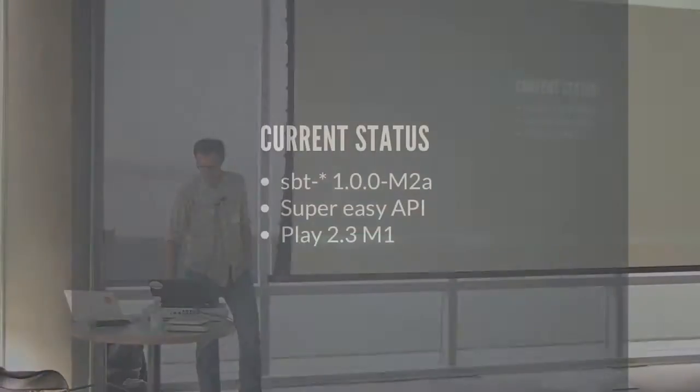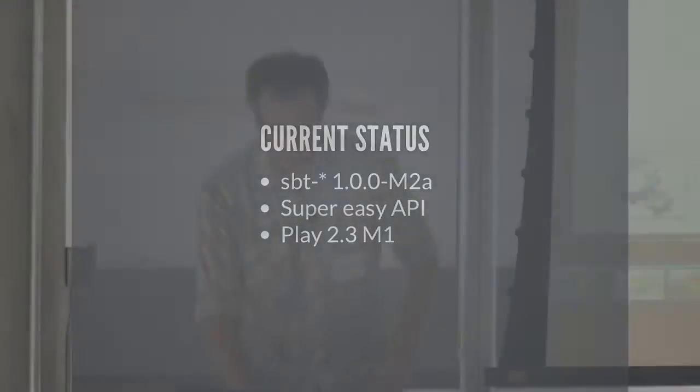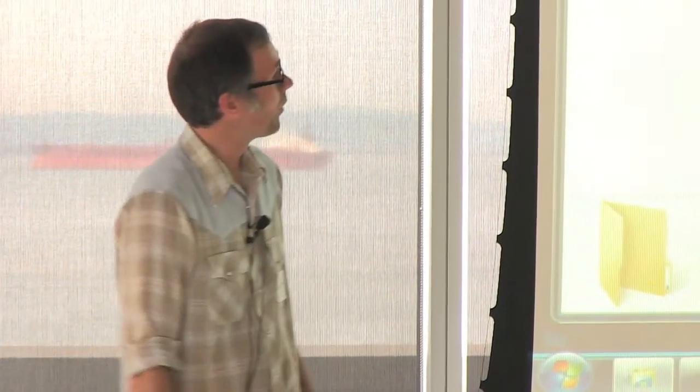Let's see. Mention that. All right. So let's actually create a new app and add Spt Web to it. To do that, I'm going to use Activator. We just released Activator 1.1.1. So that's the newest release of Activator.